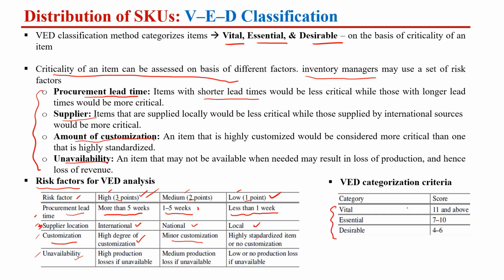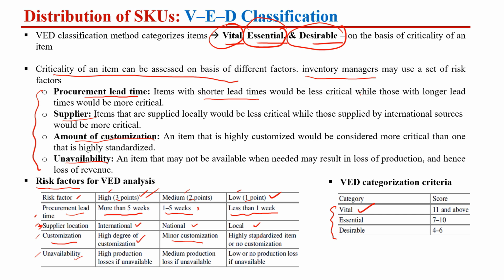They are saying that if the particular item or SKU has a score of 11 or more, then that item can be categorized as vital. If the particular item has a score between 7 to 10, then it would be considered essential. If the score is between 4 to 6, then it would be considered desirable, or even less than 4, you can say that it is desirable, right?